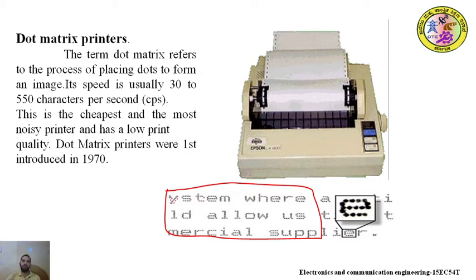Usually the dot matrix printer speed is 30 to 550 characters per second. This is the CPS. CPS is nothing but characters per second, a unit of dot matrix printers. This is the cheapest and noisiest printer and has low print quality. Dot matrix printers were first introduced in 1970. So these are some features of impact printers.